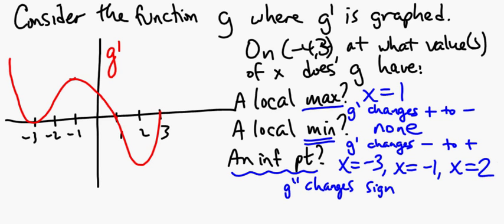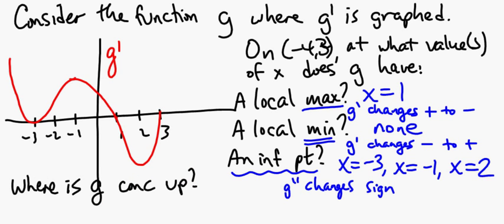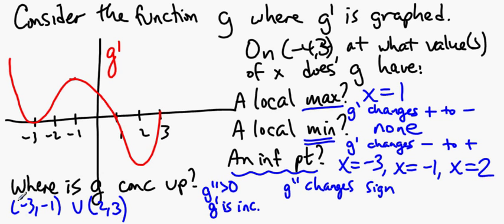In fact, we could ask, where is G concave up? G is concave up where G prime is increasing, where G double prime is positive. And that happens from negative 3 to negative 1, and from 2 to 3.